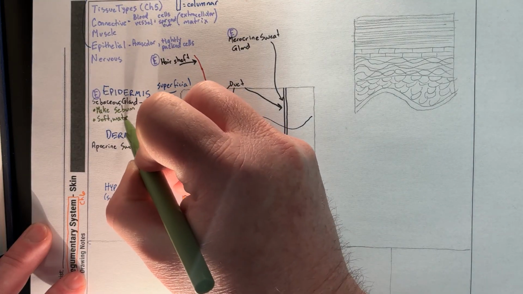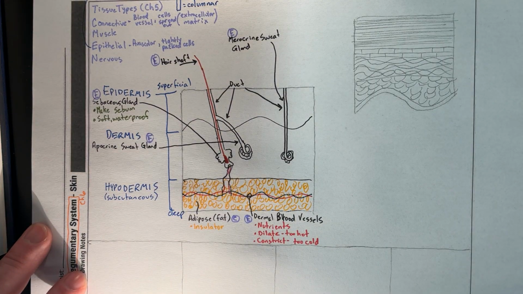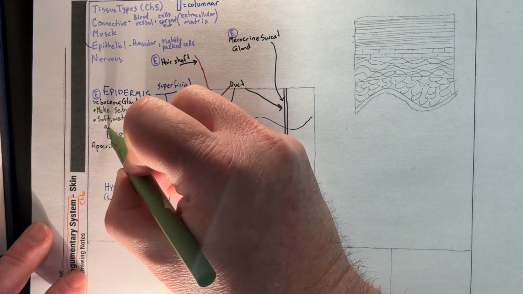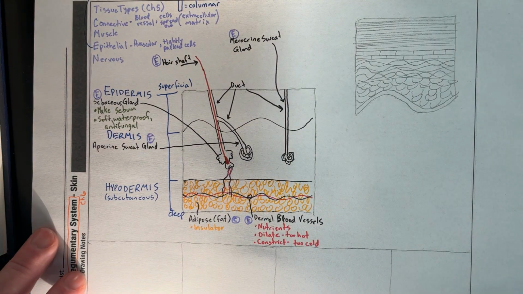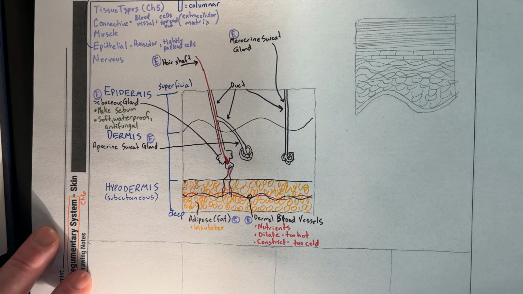Sebum keeps your skin a little bit more waterproof, so water doesn't come in or go out as easily if it's not supposed to. And sebum has antifungal properties, so you don't have mushrooms growing on your body. It just keeps some fungi at bay.